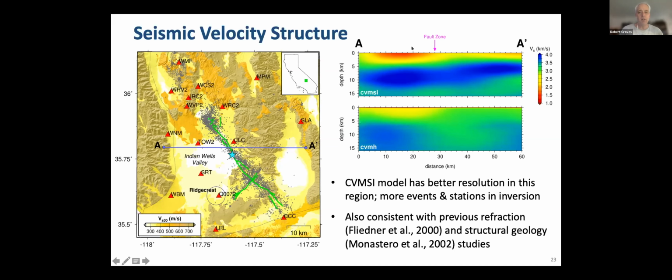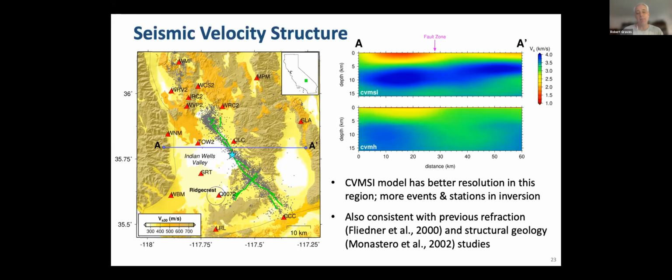In particular, you'll notice that in the SI model, this low velocity section here, just west of the fault zone, that's the Indian Wells Valley, and it's a much stronger representation in the SI model. That model is better in this region. These are both tomographically updated. There are more events and more stations that are used in the inversion for SI.